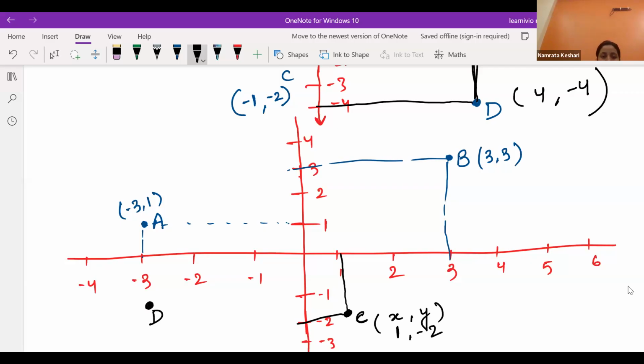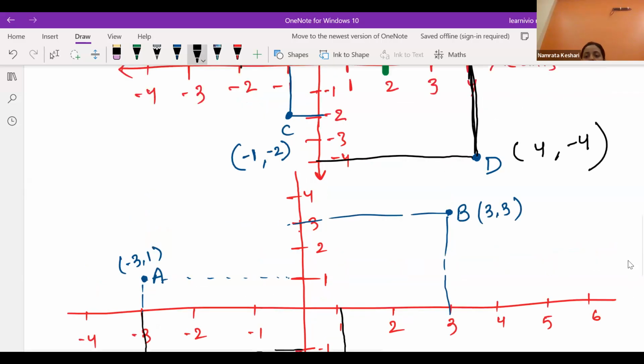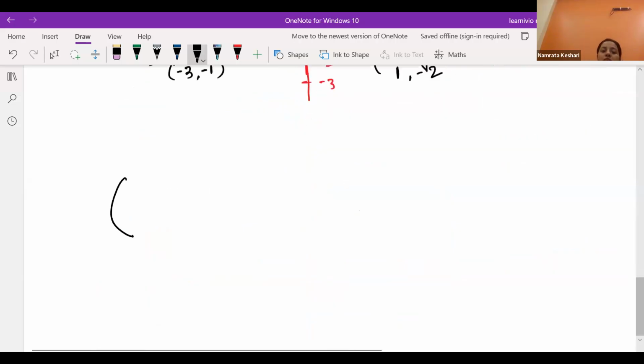Next, point D. -3, 1. -3, 3, -1. Right, Afia? Yes. Okay, so this is how you are writing the address. Now in this address, always we write the x coordinate first, and then we write the y coordinate.